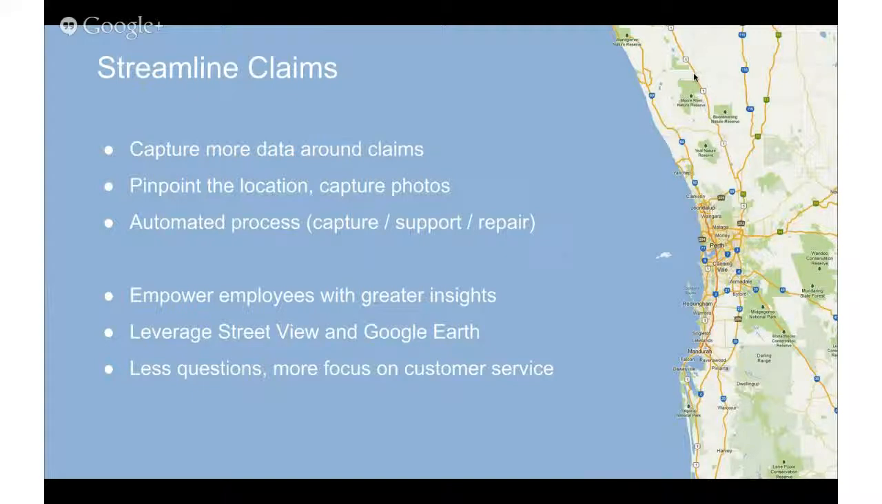Now, the second component talks about the ability to leverage the platform to visualize and publish data where it's needed most. By this, we're talking about empowering your employees with greater insights. By using Street View or Google Earth, your claims agents have access to far greater contextual information about the location of a claim and the circumstances surrounding it. By providing access to this type of information in a programmatic way, you can have a far richer conversation with your customers.